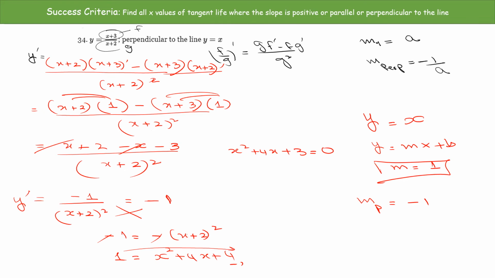Solve it using the calculator or using your mind. So you will get the two answers, that is x equals negative 3 and x equals negative 1. Because 3 times 1 gives you 3 and 3 plus 1 gives you the 4. So x equals negative 3 and x equals negative 1 are the two solutions of this question where the line is perpendicular.